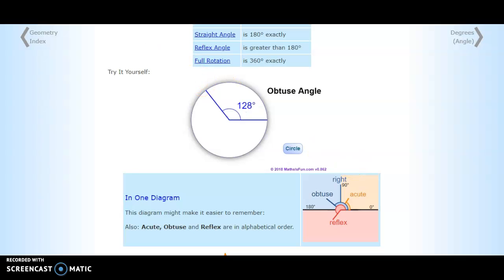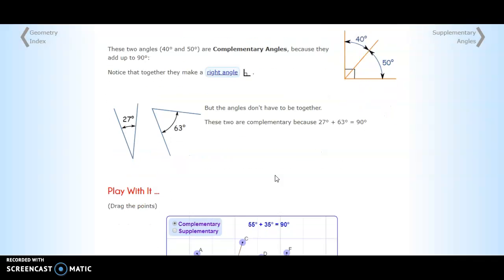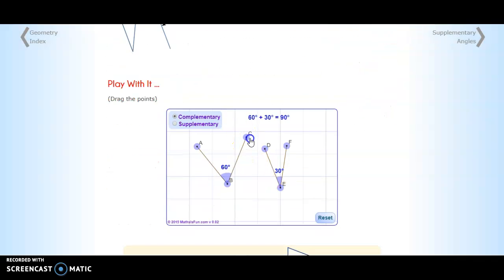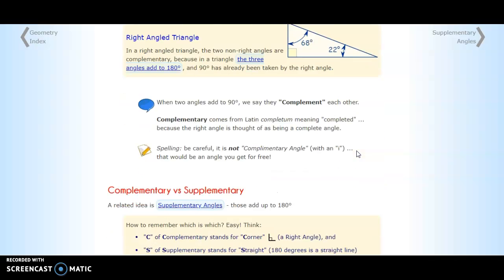Two other terms that you might remember are complementary angles. Two angles can be complementary if their measurements add up to a right angle or 90 degrees exactly. They don't necessarily have to be together, as long as their measurements add up to equal 90 degrees, that makes them complementary. For example, we can move this around and see that as one angle gets bigger, the other angle would have to get smaller to stay equal to 90 degrees. That's an example of two complementary angles.